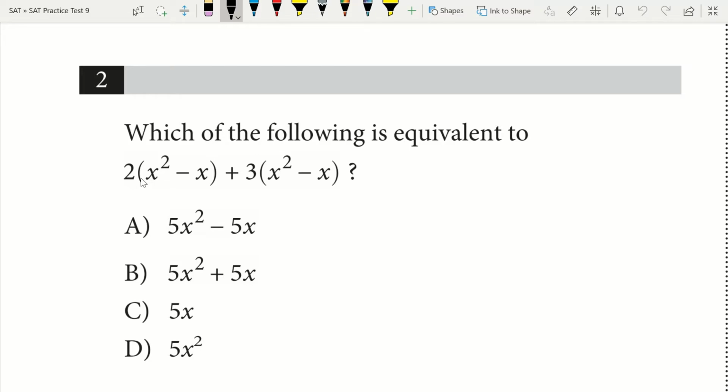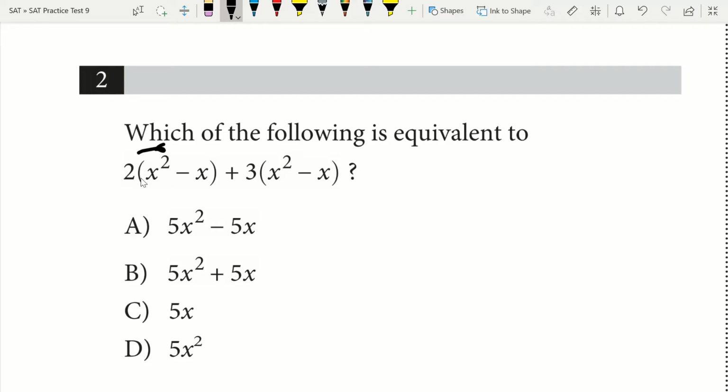Okay, your 30 seconds is now up. So to show you how I can solve this one quickly: when I have multiple choice questions like this on the math section, and I have to distribute something or anything like that, anytime I can solve for one variable and get to my answer faster, that's what I'm going to do.